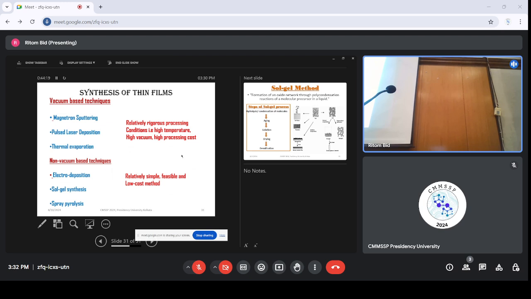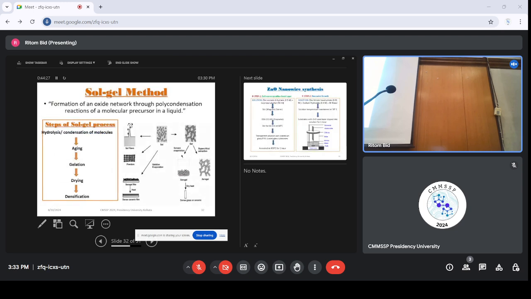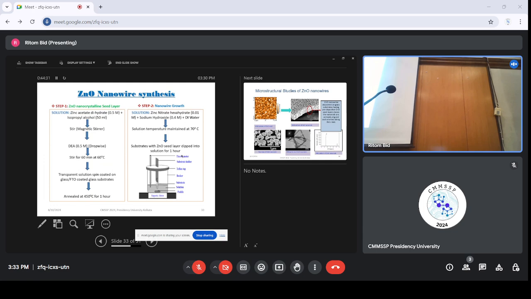So these are the various synthesis techniques. Vacuum-based techniques have high processing cost, and non-vacuum-based techniques are easier, simpler, and low-cost methods. There is a conventional sol-gel chemical method to deposit thin films. And here are the zinc oxide nanowire synthesis techniques. It's a two-step process. Zinc oxide seed layers are deposited first on the substrate, and then the seed layers are dipped into a chemical solution to grow the zinc oxide nanowires along the c-axis.